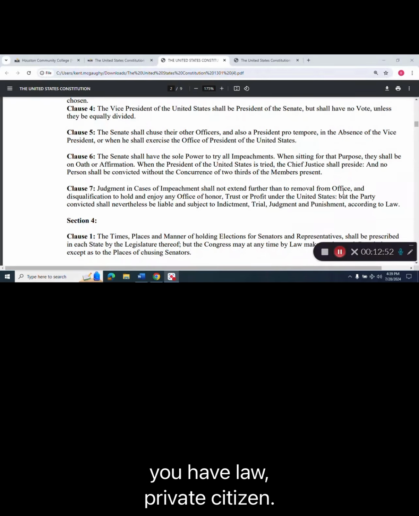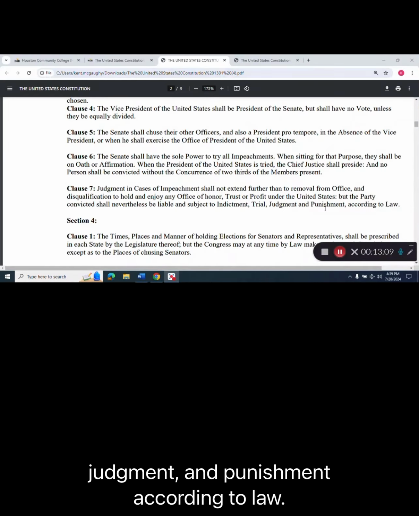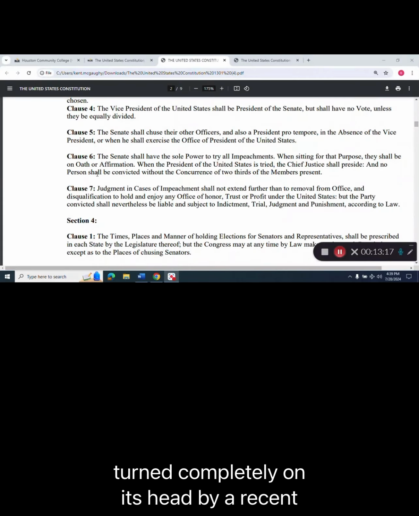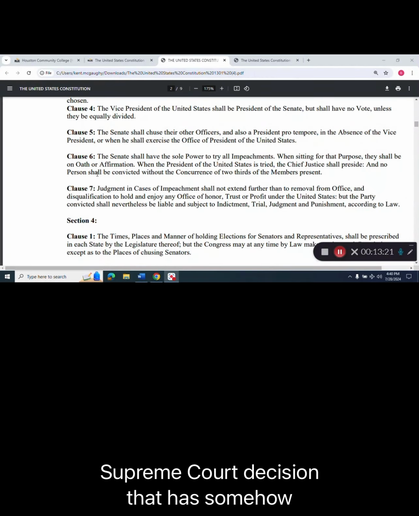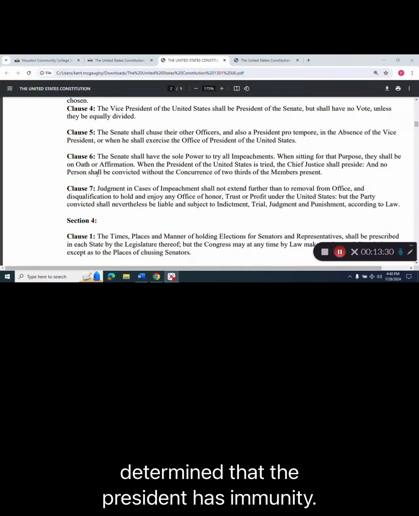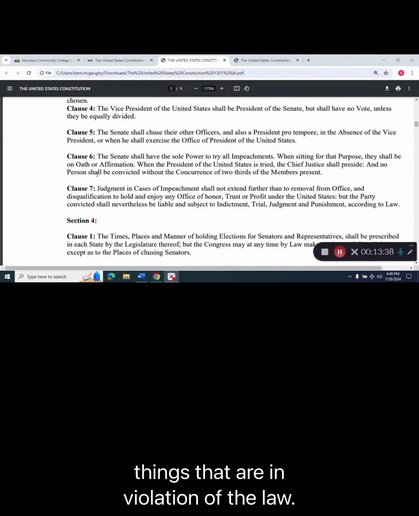And then as a private citizen, you have law, private citizen. And then, as the Constitution says, but the party convicted shall nevertheless be liable and subject to indictment, trial, judgment, and punishment according to law. Now, this part of the Constitution has been turned completely on its head by a recent Supreme Court decision that has somehow determined that the president has immunity. That, in other words, the president can do things that are in violation of the law.